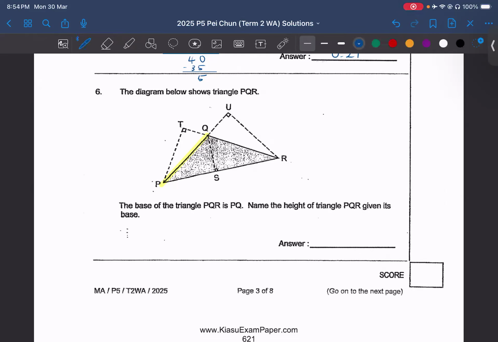So you know the formula for area of a triangle is half times base times the perpendicular height. So perpendicular height means it must be 90 degrees to the base. So since PQ is the base, if you look at the diagram closely, the perpendicular height would actually be this line UR. Okay, so in this case, our height for this question will be UR.